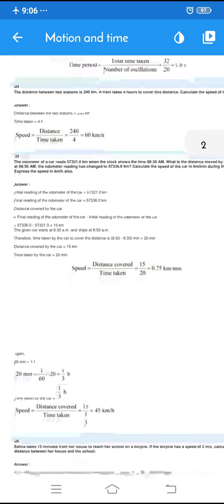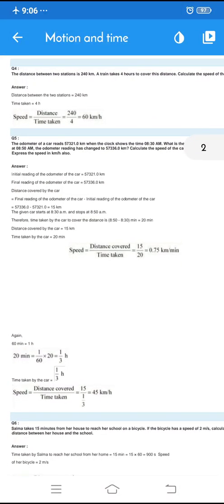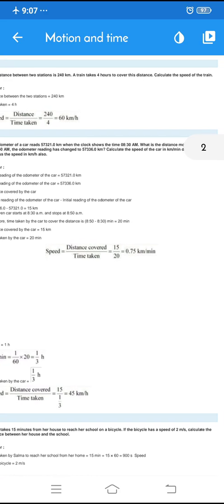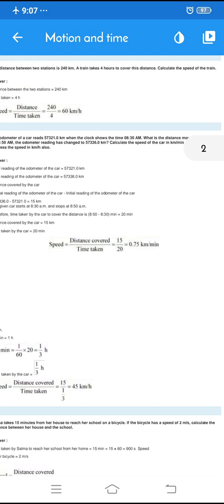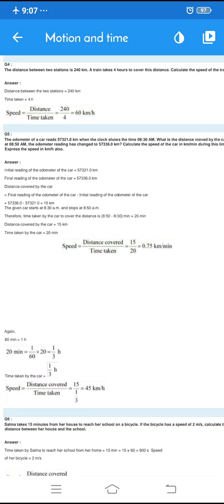Next one: the distance between the two stations is 240 kilometers. A train takes 4 hours to cover this distance. Calculate the speed of the train. The distance between the two stations is 240 kilometers. What is the time taken to cover that distance? The time taken is 4 hours. What is the speed of the train?